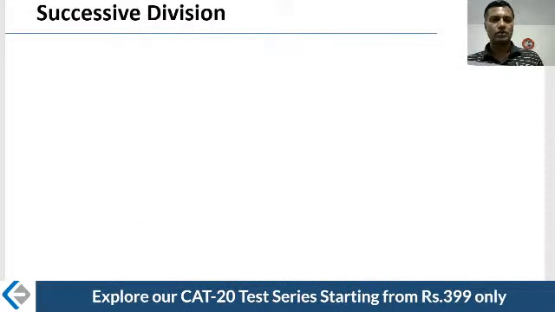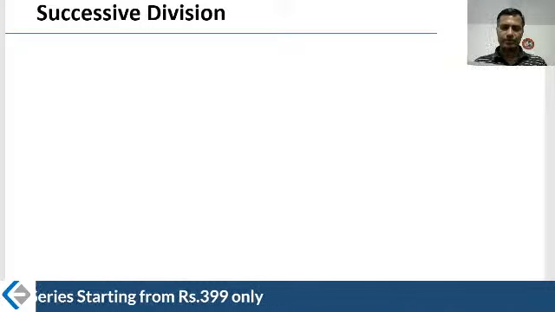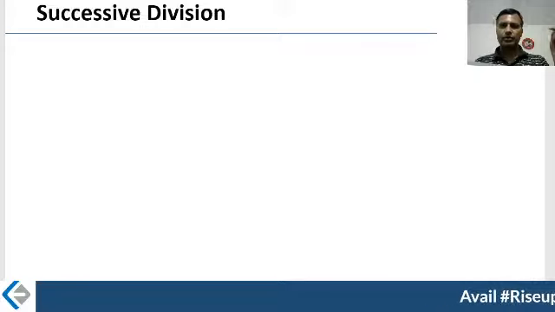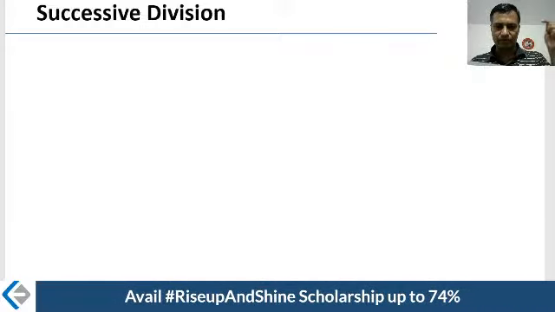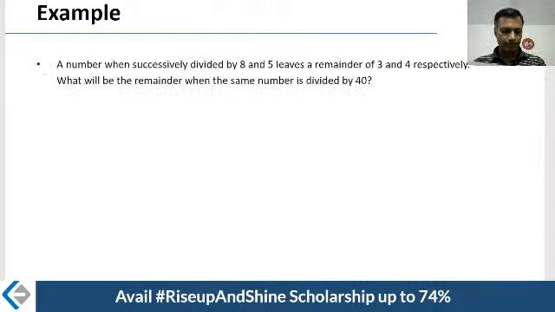Let's open up the next concept called successive division, which means what we did, we divided by one. We divided a number by divisors individually. But what if I do it successively? Let me take a simple example to illustrate here.